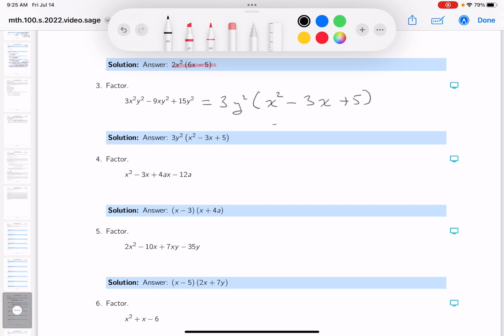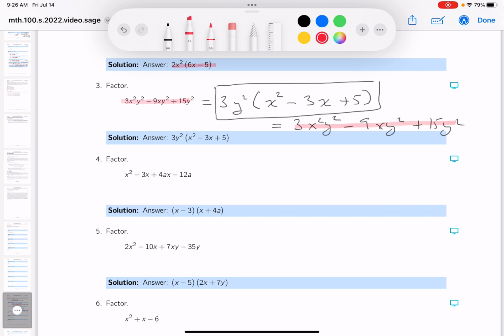What do I mean by checking? It is just simply multiplying it out. What do you get? 3x squared y squared minus 9xy squared plus 15y squared. Is that what the original statement is? Let's take a look at it. I'm looking at these two over. I'm not saying that's the answer, by the way. 3x squared y squared minus 9xy squared. Yeah, it looks great. So I'm going to say this is my answer. It's what's known as the GCF factorization of the problem.